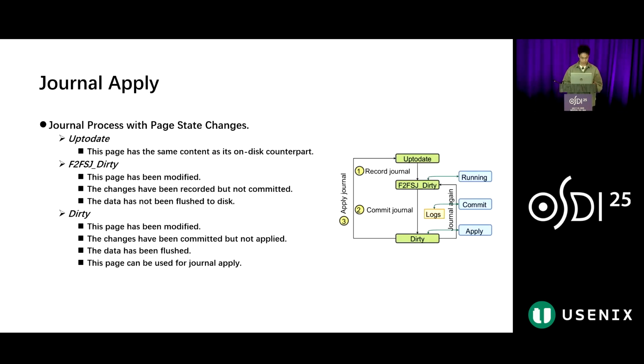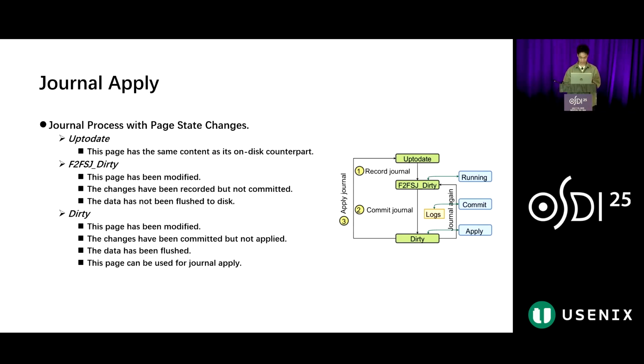And to reduce the journal apply overheads of writing small logs one by one, we choose to write back the in-memory metadata pages. To achieve this, we have 3 page states. If the page state is up to date, it means the page has the same counterpart as on disk. If the page state is F2FS dirty, the metadata page has been modified and the changes have been recorded but not committed, and the data has not been flushed to disk.